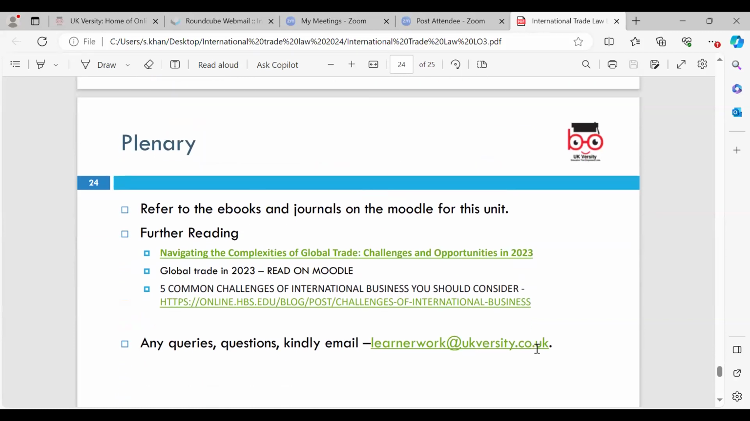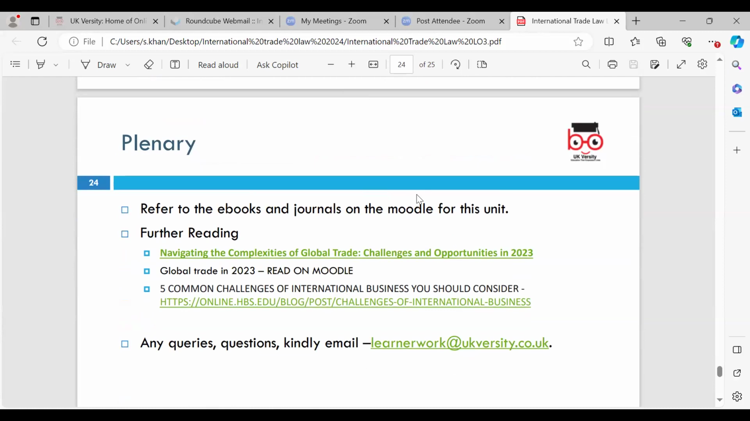There's also journals that you can refer to for further reading: Navigating Complexity, Challenges and Opportunities in 2023, and also Global Trade in 2023, which is on Moodle. So some of the resources, journals and extra reading are on Moodle for you to go through. There are 5 common challenges of international business you can consider, and the link is there for it.